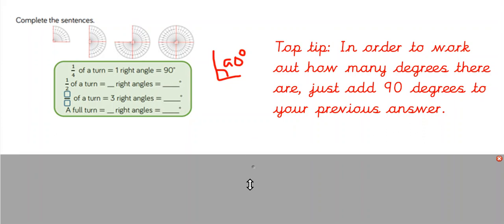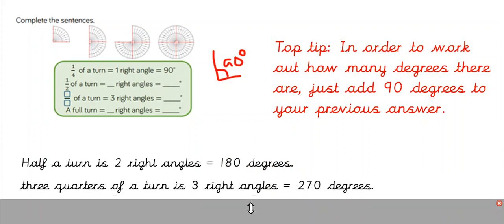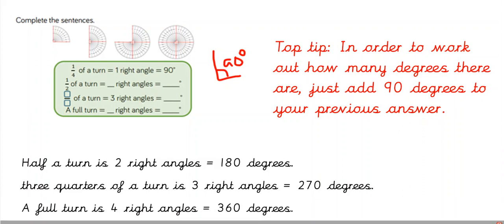Okay, let's have a look at the answers then. Half a turn is 2 right angles, which equals 180 degrees. 3/4 of a turn is 3 right angles, which equals 270 degrees. And a full turn is 4 right angles, which equals 360 degrees, which we already know. Well done if you got that one correct.